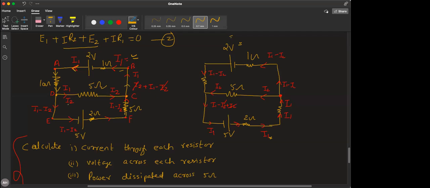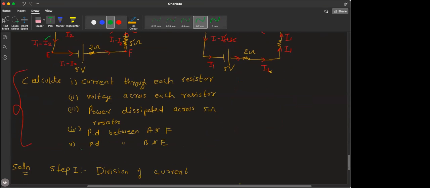So now let's count the number of variables. Arpit, how many variables are there? Sir, two variables. One is I1, another is I2. So for two variables, we need two equations. For two equations, we need two loops. So we can choose any two loops.